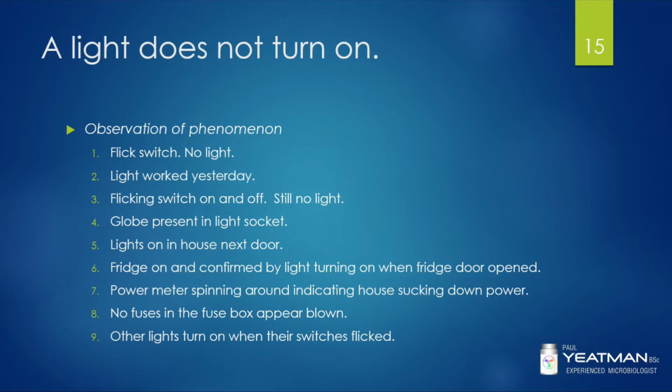The power meter's spinning around, indicating that the house is using power. No fuses in the fuse box are blown, and other lights turn on when their switches are flicked. So, first bit's the problem. Number 2 is observation. Number 3 is testing. And after doing our observations, then we can develop causes which we can then test.